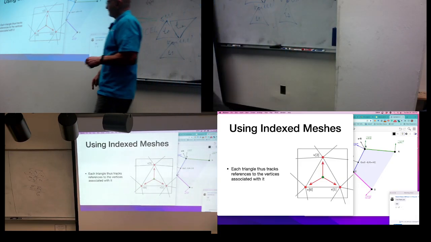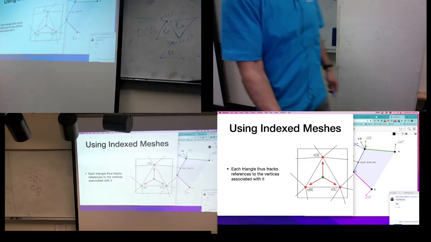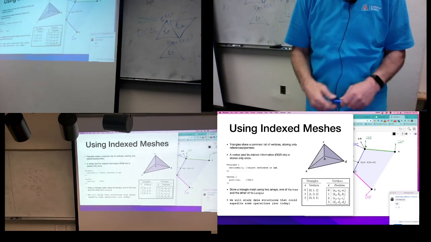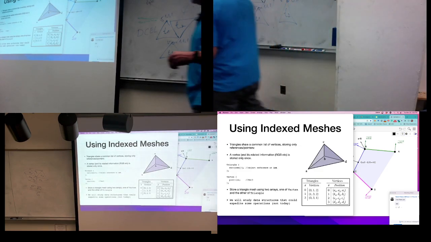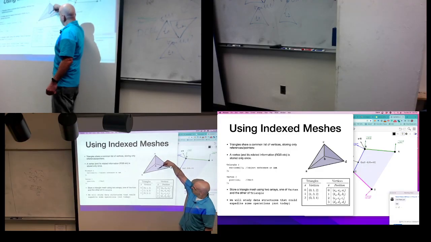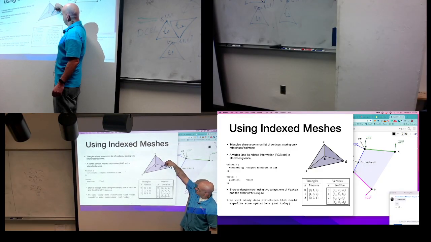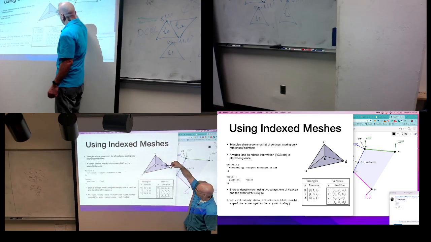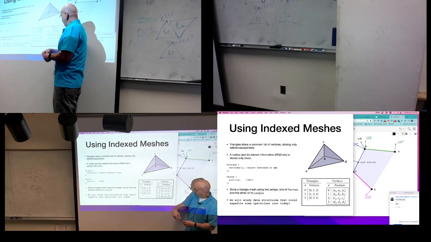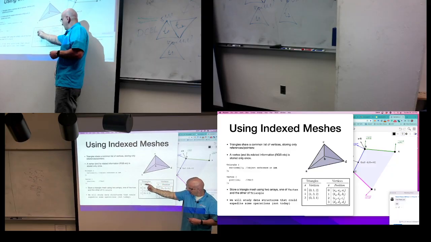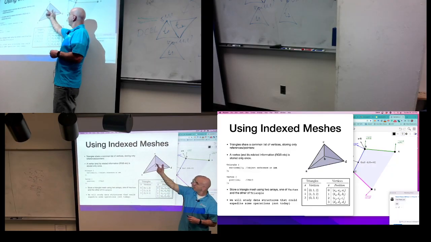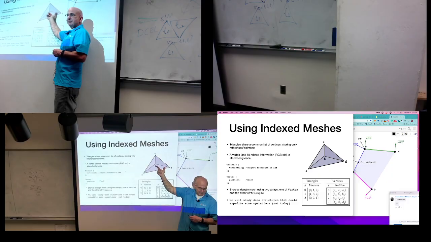Like if you think about storing the data as so, knowing about this triangle, if I want to know what are the triangles that are neighboring along the edge BD, I need to scan all this array until I find a triangle that has BD in it.